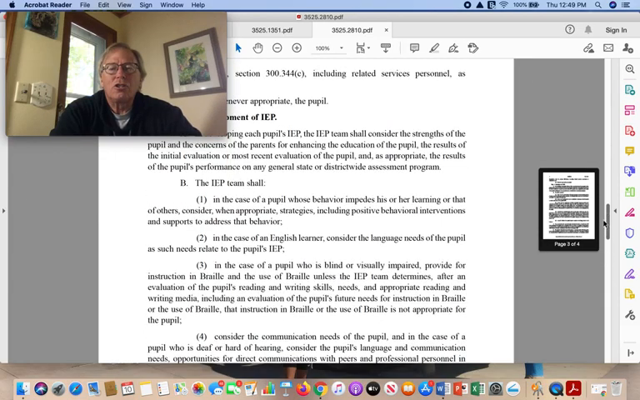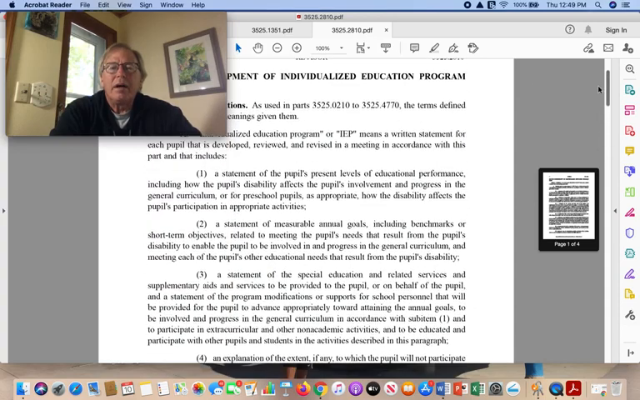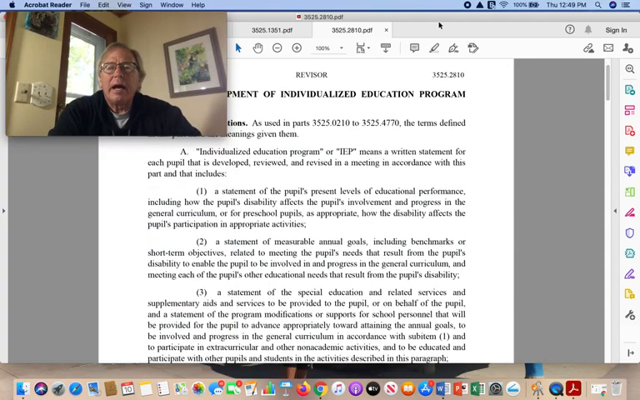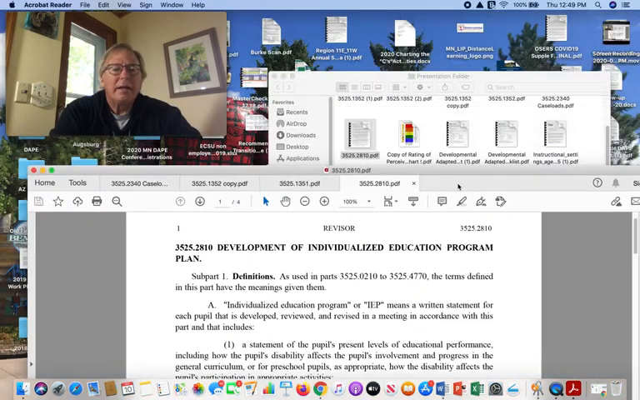So I wanted to show you this 35.25.28.10, and I will have that in the resources part of the Sketch app, so you can refer to that.